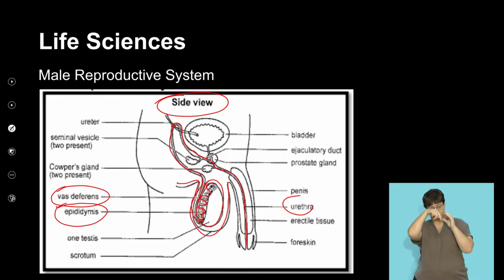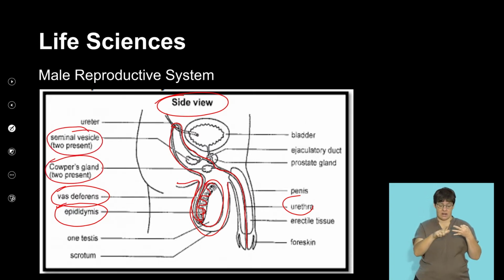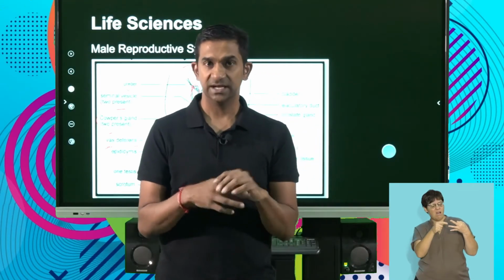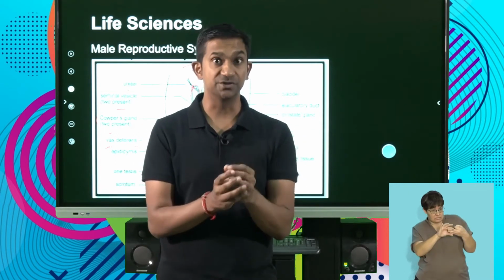We also know that there are three glands that are important, and these are the Cowper's gland, the seminal vesicle, as well as the prostate gland. And for these three glands, we should know the significance of them in terms of what secretions are produced and how they collectively contribute to the production of semen.